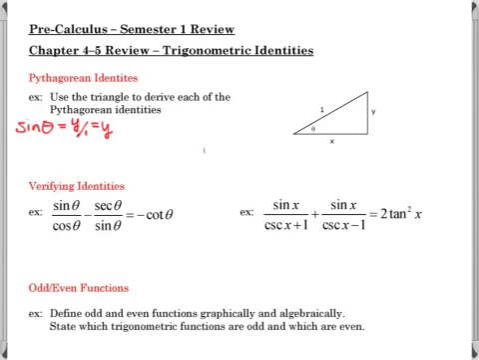Alright, so we're going to review chapters 4 and 5 of our textbook, which is really our trigonometric identities. So the first one, we're just asked to get our Pythagorean identities, and it comes from the Pythagorean theorem.